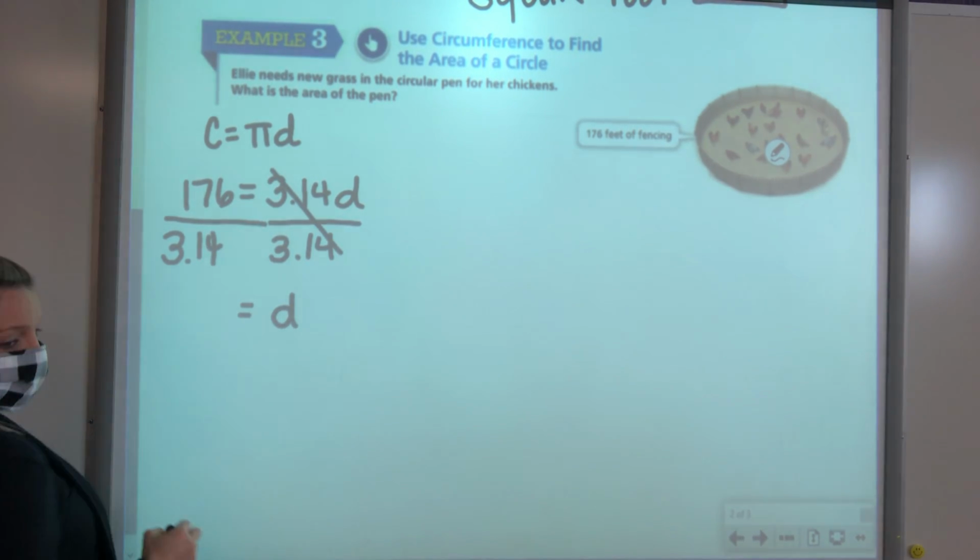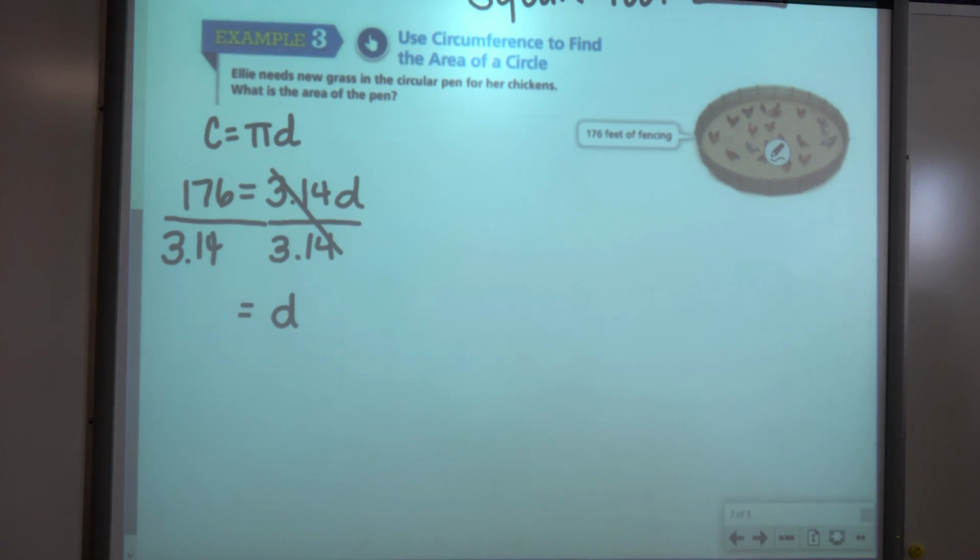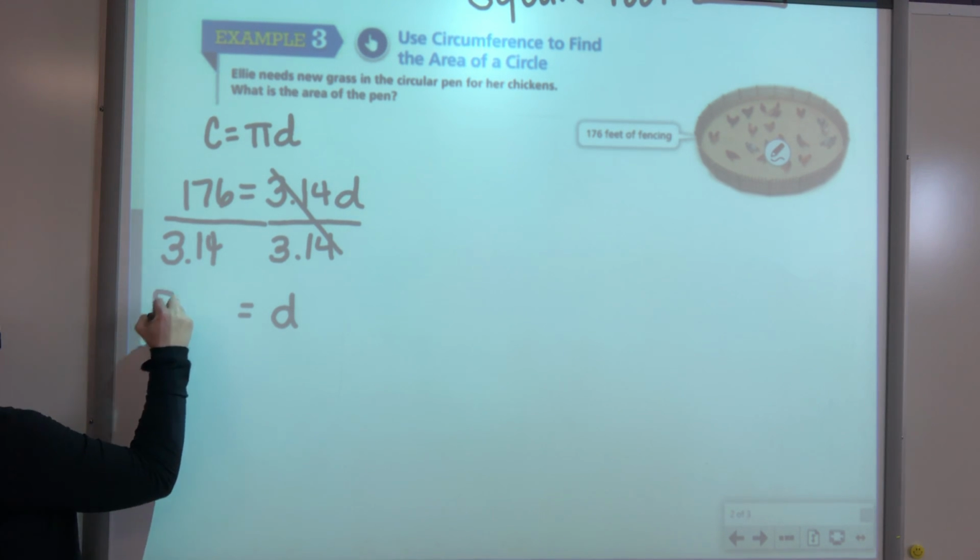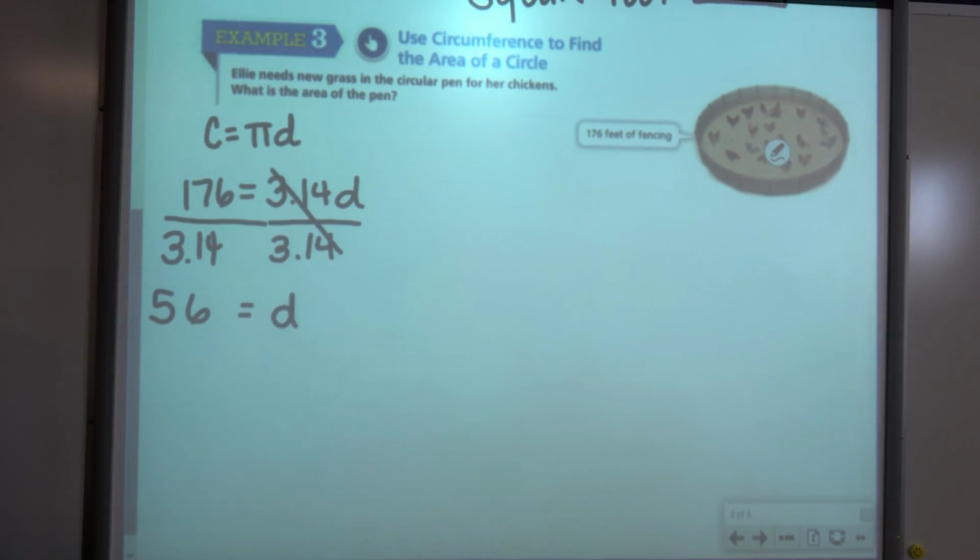Cancel. Calculate. It's a non-terminating, non-repeating decimal, right? So what are we gonna round that to? 56, right? Is that okay for us to round? Yeah, it's okay for us to round. So our diameter is 56. So if we know our diameter is 56, how are we gonna calculate the radius? By dividing that in half. We're gonna divide 56 by 2 to get our radius.